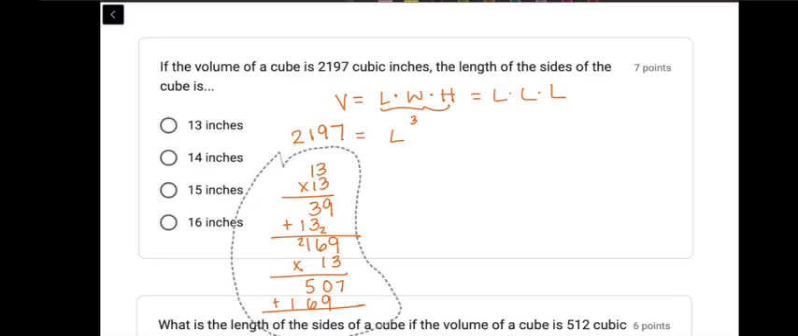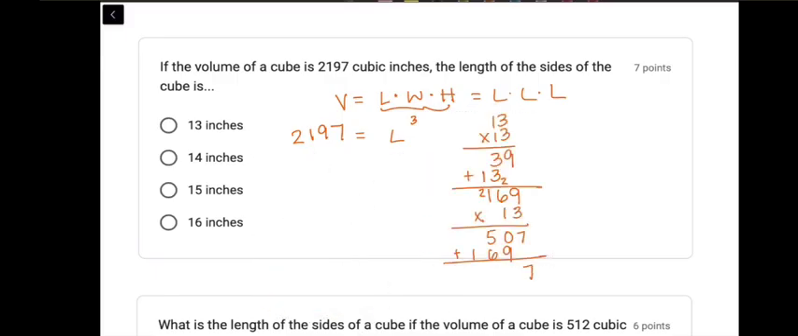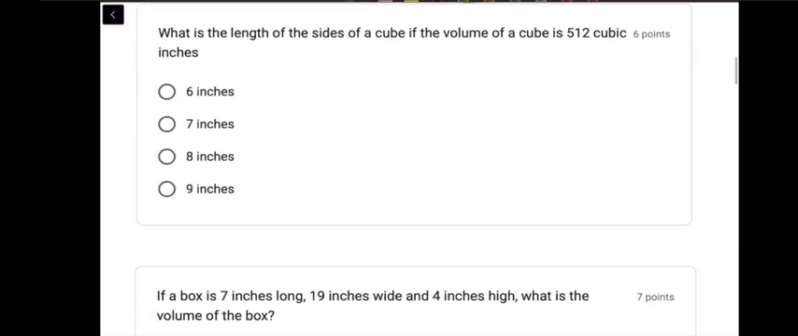We add everything up. I'm going to move this so we can see this a little bit better. So this would be 7, 9. This would give me 11, carry the 1, and 2. And look at that. That's exactly the value we were looking for. So this means that 13 to the third power equals 2,197. So the side measurement of this cube would have to be 13. The answer would be A.